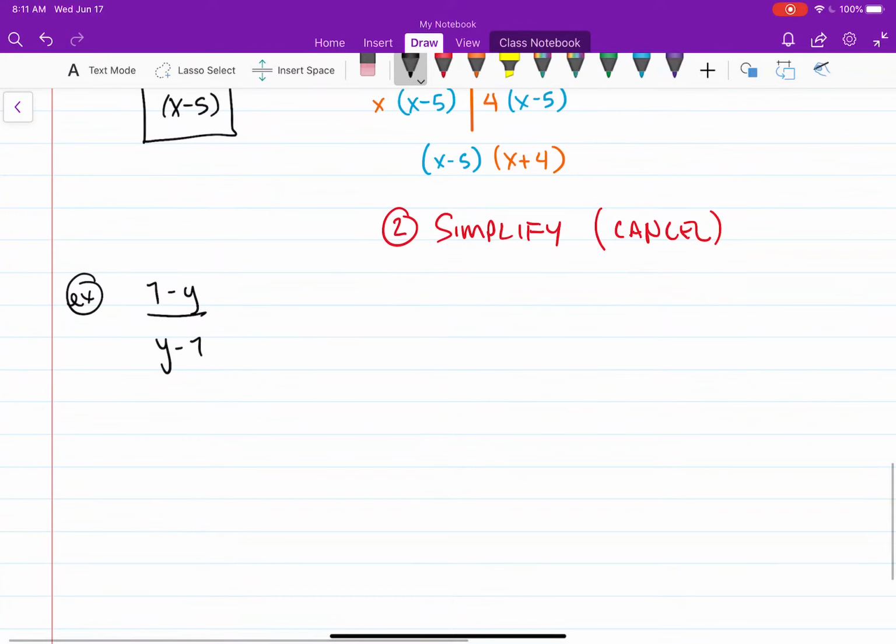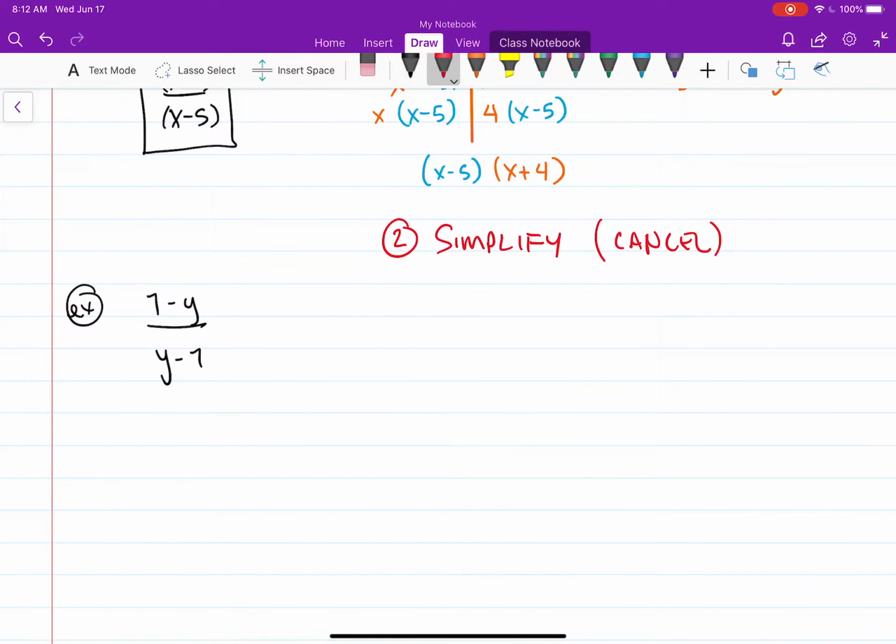So if you notice that on top the 7 is positive, the y is negative. While on the bottom, the y is positive and the 7 is negative. So in other words, comparing the top with the bottom, basically the signs got switched. So let me write that down. On the top, the 7 is positive and the y is negative, while on the bottom, the 7 is negative and the y is positive. So the signs basically flip from the top to the bottom.